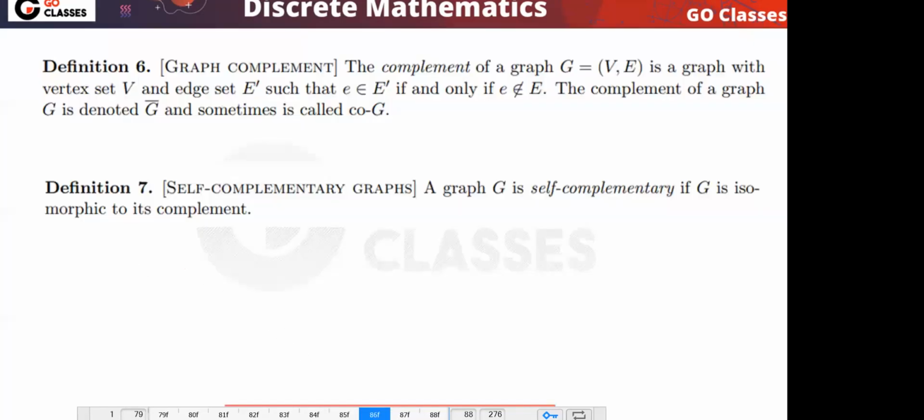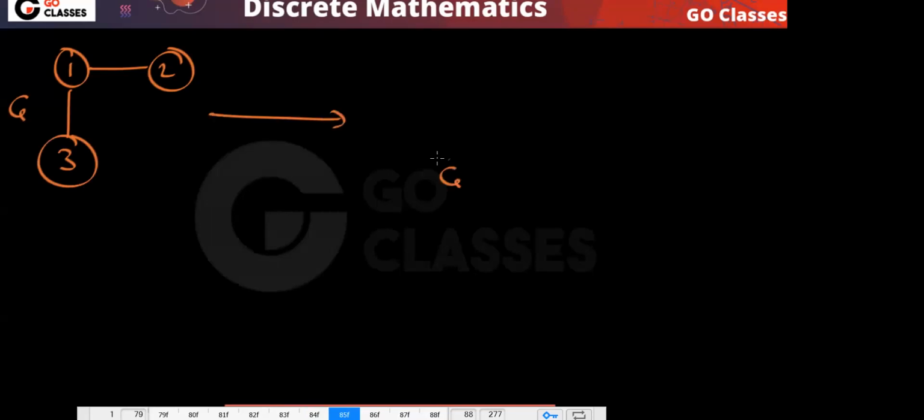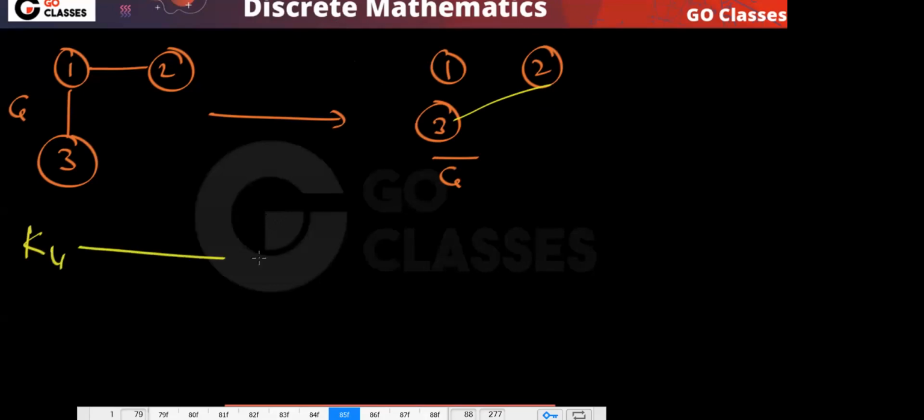Very simple. For example, if I give you this graph, what is the G complement? The vertices will be the same, but the edges will be complemented. So tell me, what is the complement of K4? Complement of K4 will be E4, right? That will be E4, the edgeless graph on n vertices.